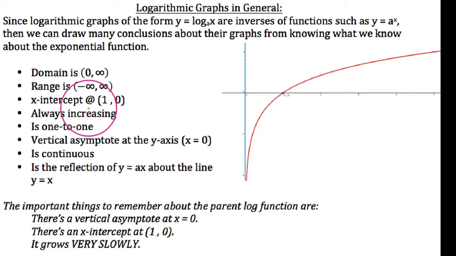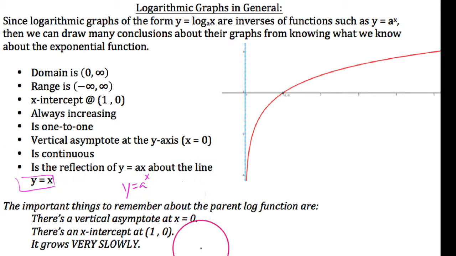The x-intercept is 1, 0. It's always increasing. Okay, it is 1 to 1. It passes the vertical line test. It has a vertical asymptote at x equals 0. It's always continuous. I don't have to pick my pencil up or my pen up. And it is the reflection of y equals a to the x about the line y equals x.